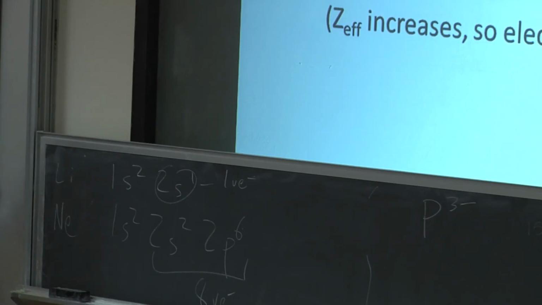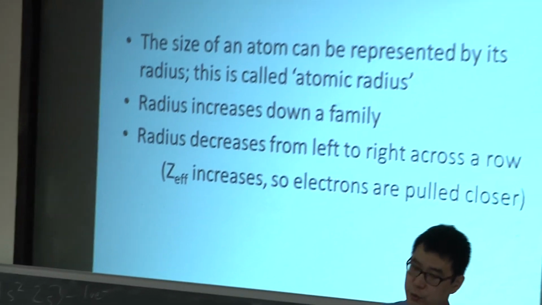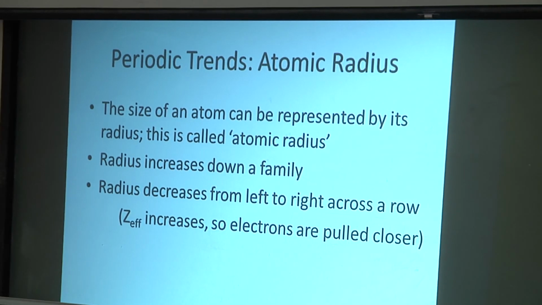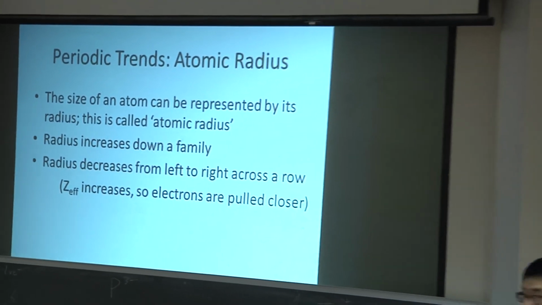So, atomic radius. Radius is the size for either a circle or a sphere, from the middle to the outer edge. Atomic radius is basically saying how large the atom is. The radius increases as you go from up high to low, low molecular weight to high molecular weight, from the top of the family to the bottom of the family. And that's because n increases. As n increases, your outermost electrons get further away.